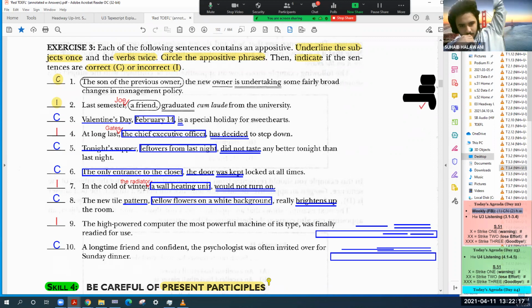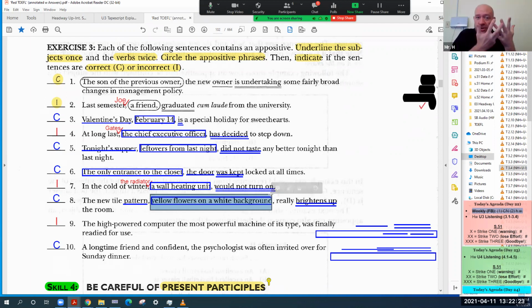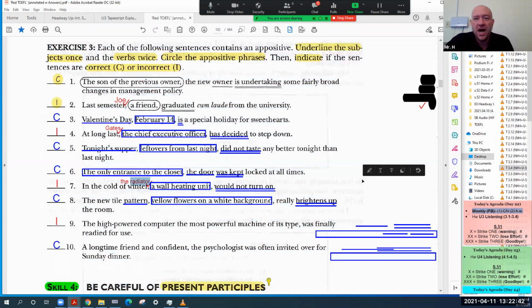This is a noun with many parts. Yellow flowers on a white background. Together, we have how many parts? Six. Yellow flowers on a white background. It's a noun with 6 parts. You can switch this with the subject. You understand? Okay.